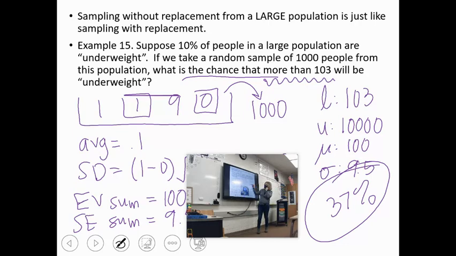Because then if I drew the normal curve, which I didn't, I should have, we have then 103, let's see, we expect 100, right? And the SE is 9. So 103 would be like right here, and we're wanting the chance that more than that. So then I would just shade this part, and I'm wanting to know that part of the normal curve. So then I can visually see, okay, this lower bound is 103, the upper bound is some high value, and that's where we put the 10,000. So by drawing the normal curve, that might help you visualize what's upper and lower.